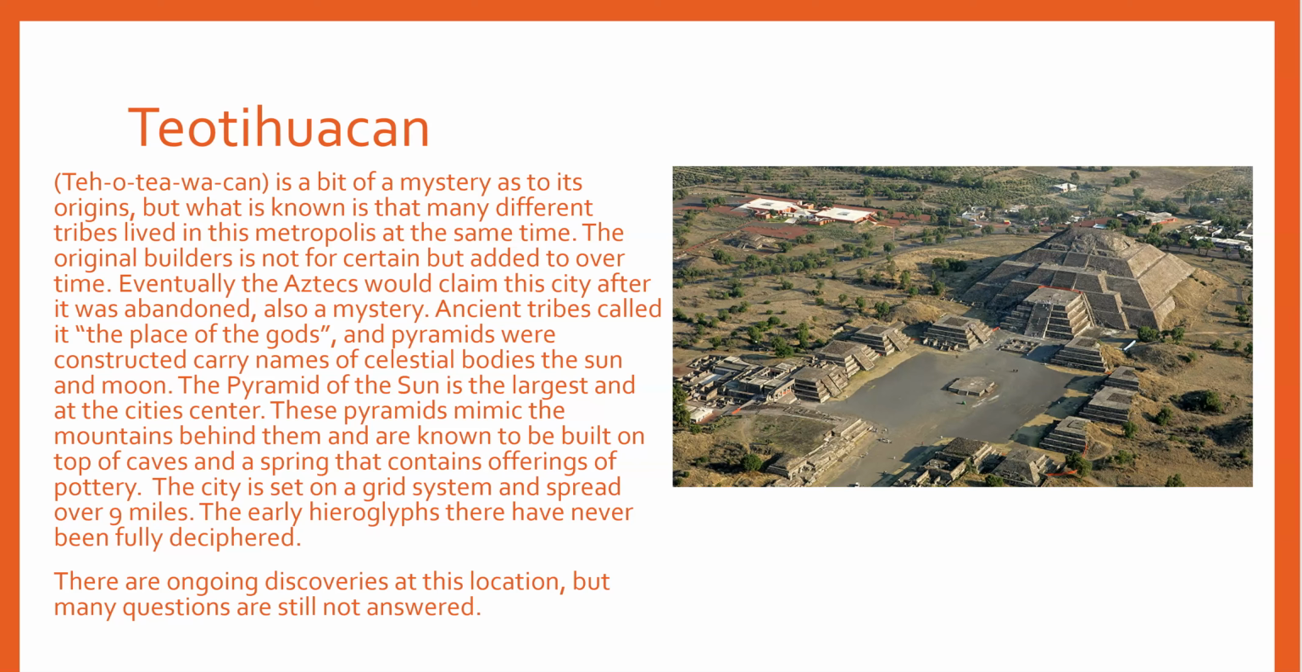But Teotihuacan is one of those early monuments that all the tribes are linked back to. So we've talked before about the ceremonial mountain, and here we're seeing that again with this pyramid. And it's really cool because the city is also set on a grid. It's spread out over 9 miles. And the earliest writing that they find there, we still haven't deciphered.